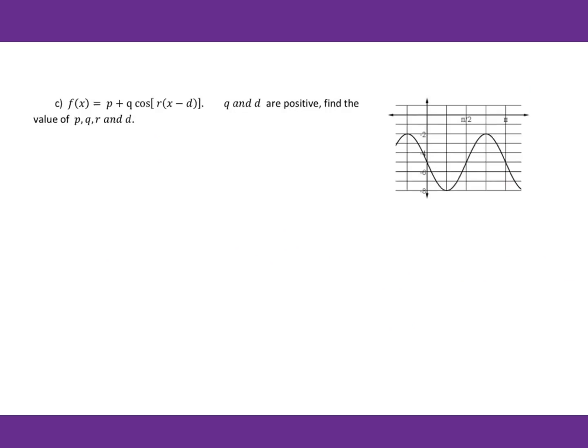Let's go to C. f(x) equals P plus Q cosine (Rx minus D). Q and D are positive. Find the values of P, Q, R, D. What's the meaning of Q and D are positive? Q is positive, means that cosine is this pattern, like this. And D is positive, means move to the right.